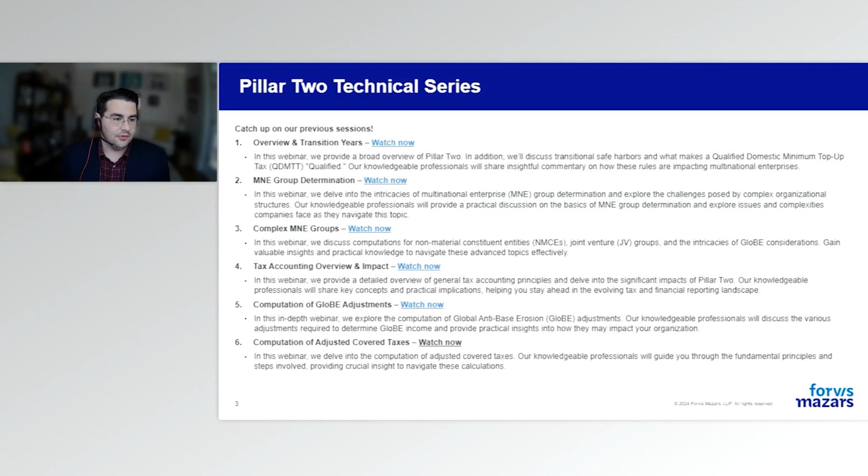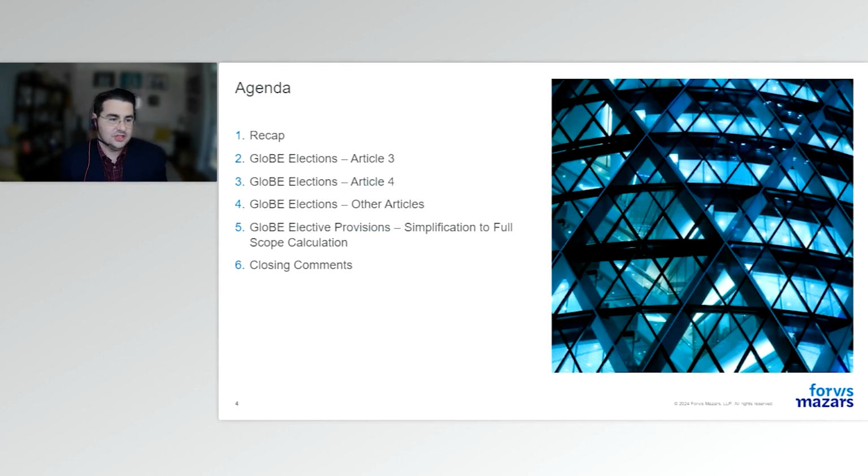So for those that have tuned in, today we're going to talk about GloBE elections and how they interplay with the calculation of the top-up tax that we have been covering for the past 6 sessions. So today we're going to give a recap now, which we're doing as we speak, and then we'll go into some of the Article 3 GloBE elections. Then we'll talk about the Article 4, and then we'll talk about other articles, specifically setting up your M&E group and things like that. And then what we call the GloBE elective provisions, really talking about the safe harbors and measures that the OECD has talked about going forward. And then we'll give some quick closing comments.